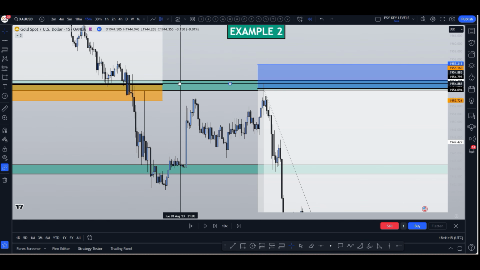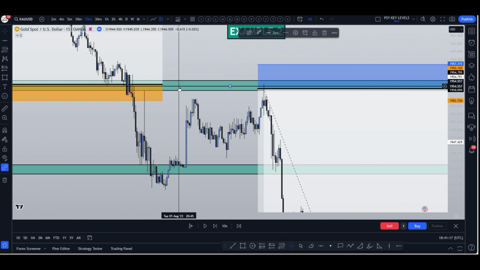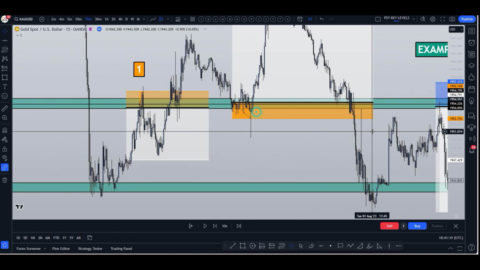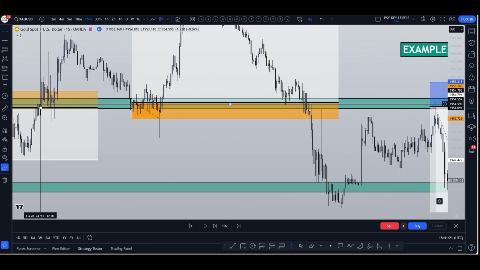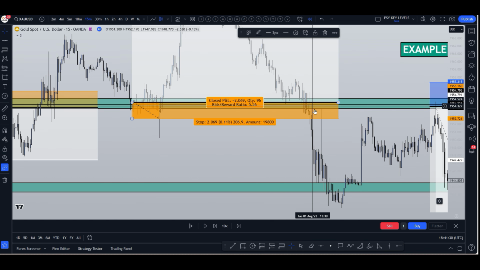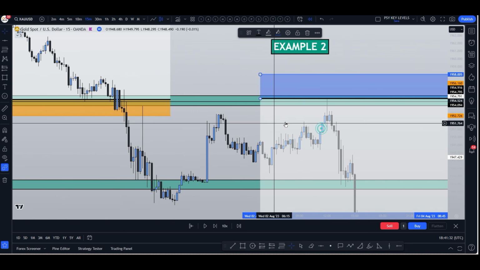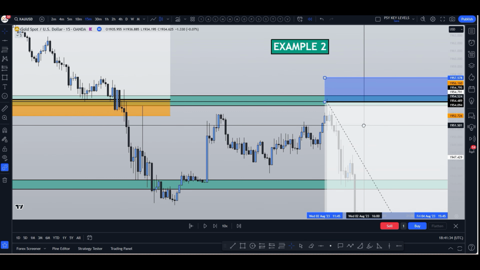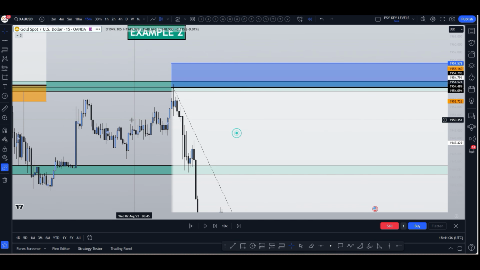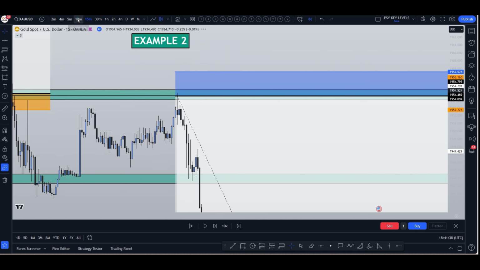In the past, let's see what was most respected, which area, so rejections, wicks here. Look, these wicks are touching this line. This wick is touching that line, and look, if you would have taken the trade from here, perfect.